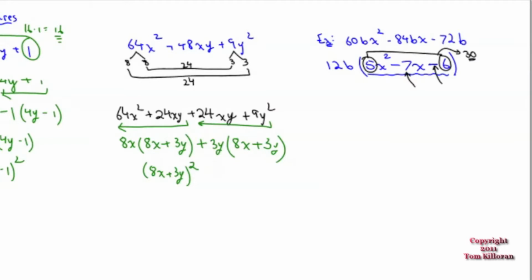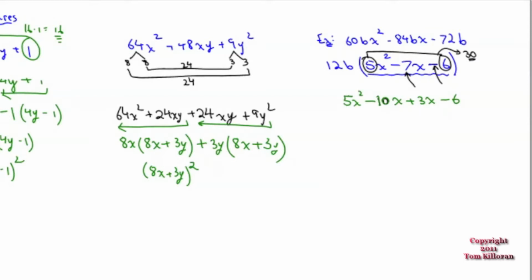Factors of 30 that subtract up to 7. 10 and 3. Yay! Remember that from earlier? So this is 10. 10 what? 10x, and it's going to be negative, and a positive 3x. Don't forget the negative 6, and don't forget to bring down the 5x squared.